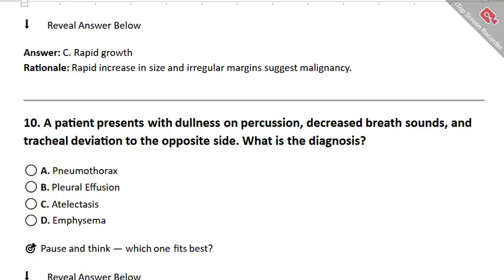A patient presents with dullness on percussion, decreased breath sounds, and tracheal deviation to the opposite side. What is the diagnosis? In this scenario, the correct option is option B, pleural effusion.